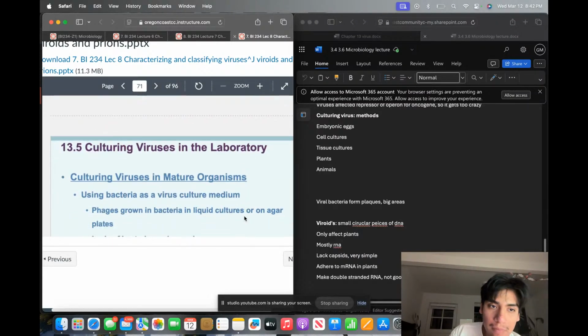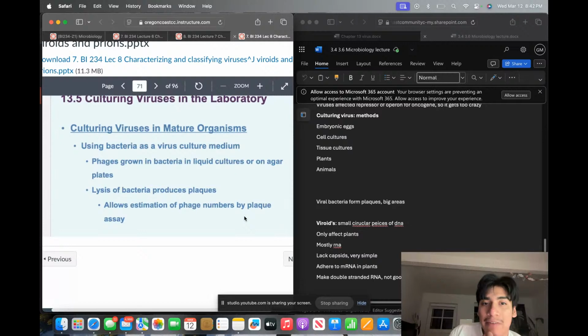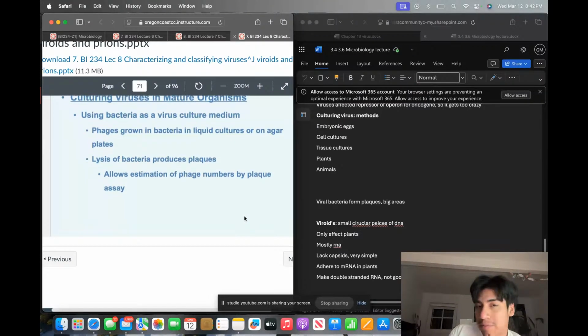Bacteriophages. Culturing viruses in mature organisms, using bacteria as a virus culture medium. So phages are grown in bacteria in liquid cultures or in agar. It's cool. So the bacteria just need to be alive, and the virus just needs to be on it. Lysis of bacteria produces plaques. So once all that bacteria blows up because the virus is making more viruses, it produces a plaque on the agar plates, and so the size and how many of them allows for estimation of phage numbers by plaque.